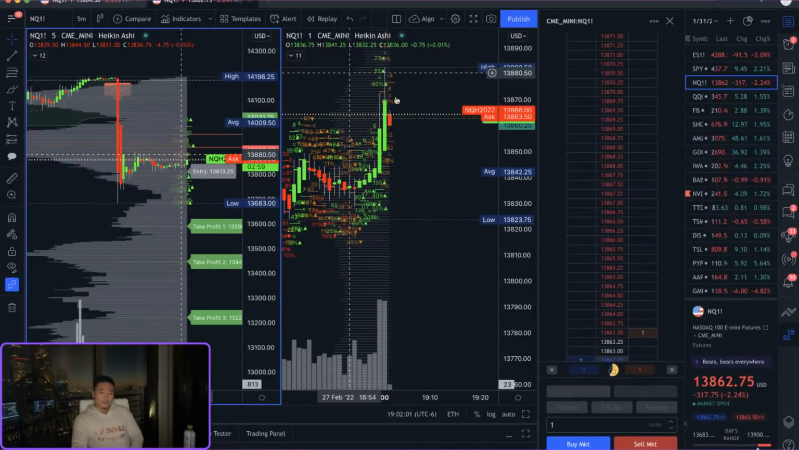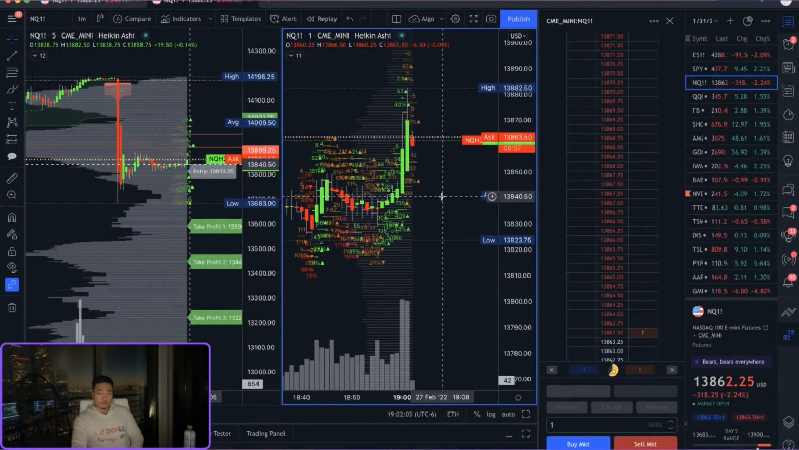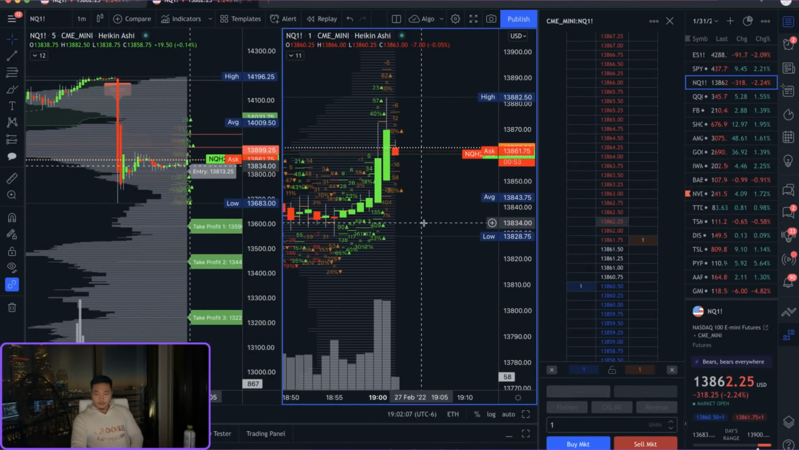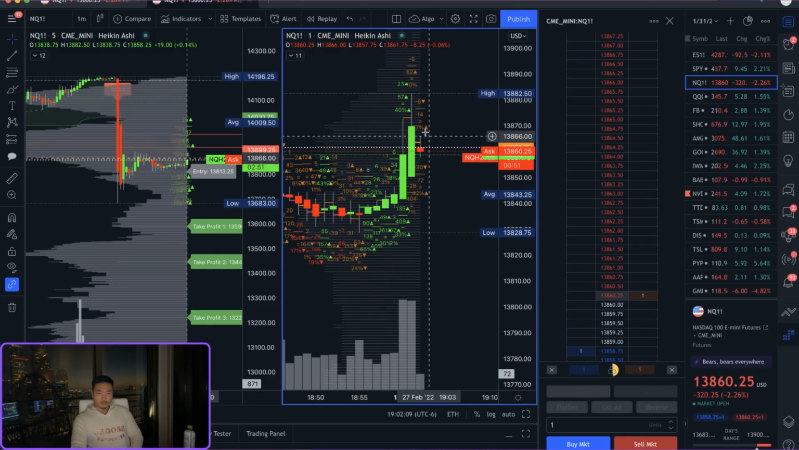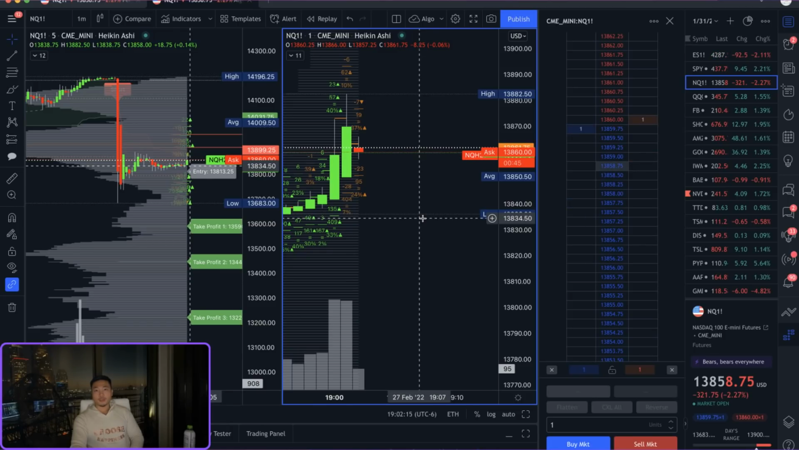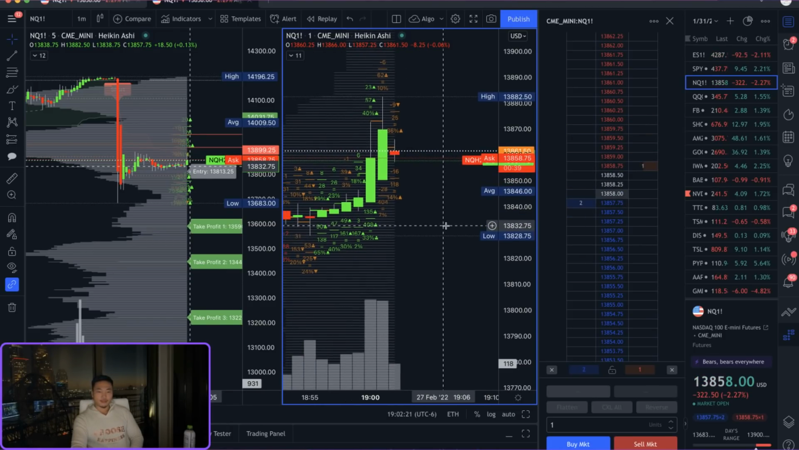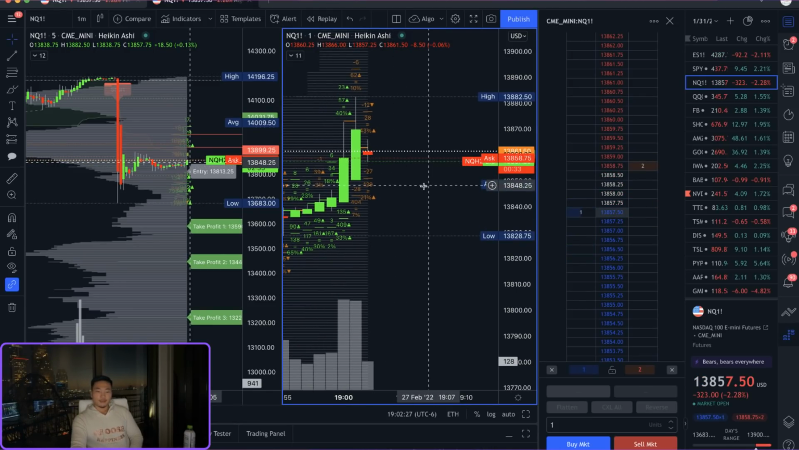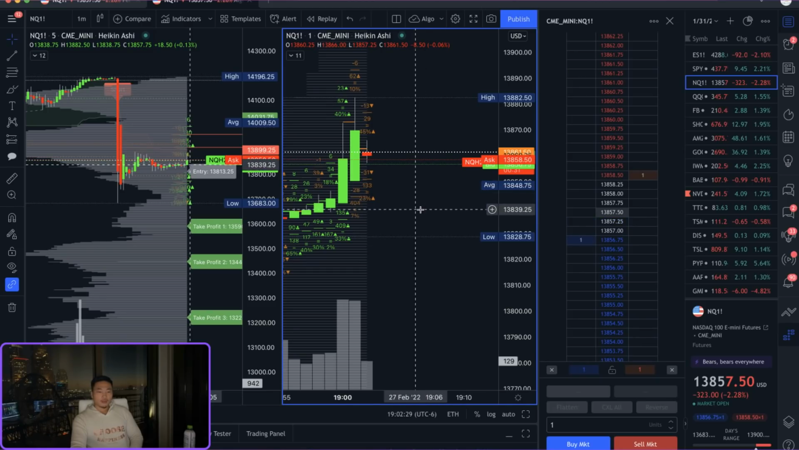Now, if we come back to the 15-second chart, it looks like it's still struggling to break that resistance right there. I use Heikin-Ashi candles because it's easier to identify. It's less choppy, and it's also easier to identify trend reversals. The candles are just easier.